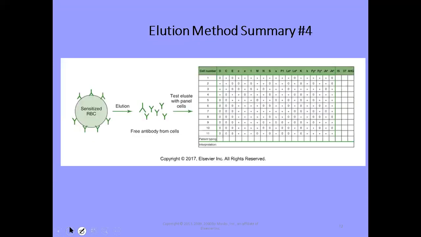So here's our summary. We have a sensitized red cell. This sensitization happened in vivo. We see the IgG antibodies attached. Through the elution technique, we're going to remove these antibodies from the red cell. They are now free in a liquid called the eluate, and we're going to use that eluate and test it just like we would patient serum or plasma with our panel cells, and we're going to get different reactions at our 3 phases of testing, and then we can go through our rule out method like we normally would and find out the identity of this antibody that was affixed to these red cells.